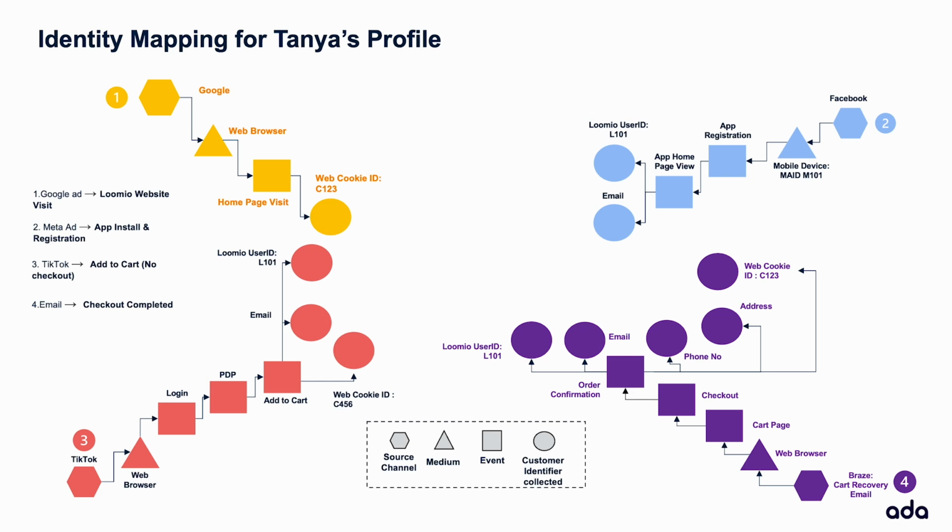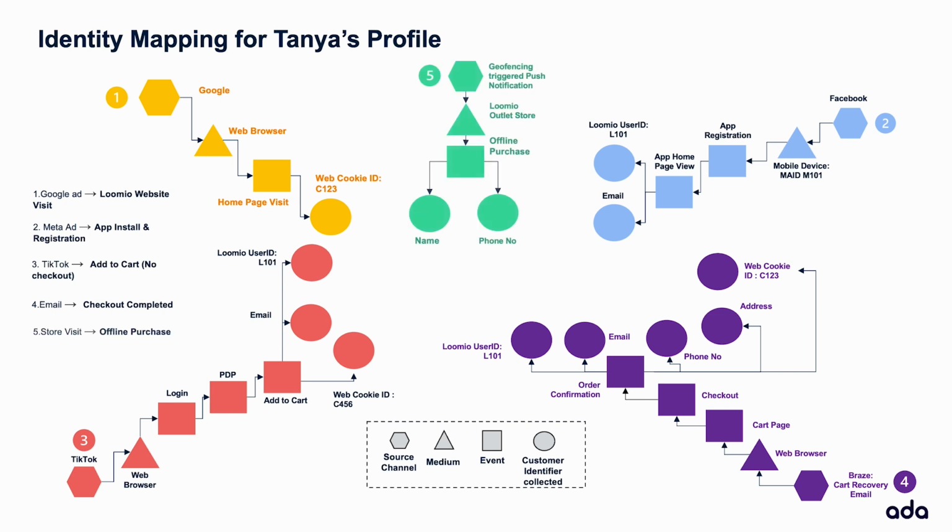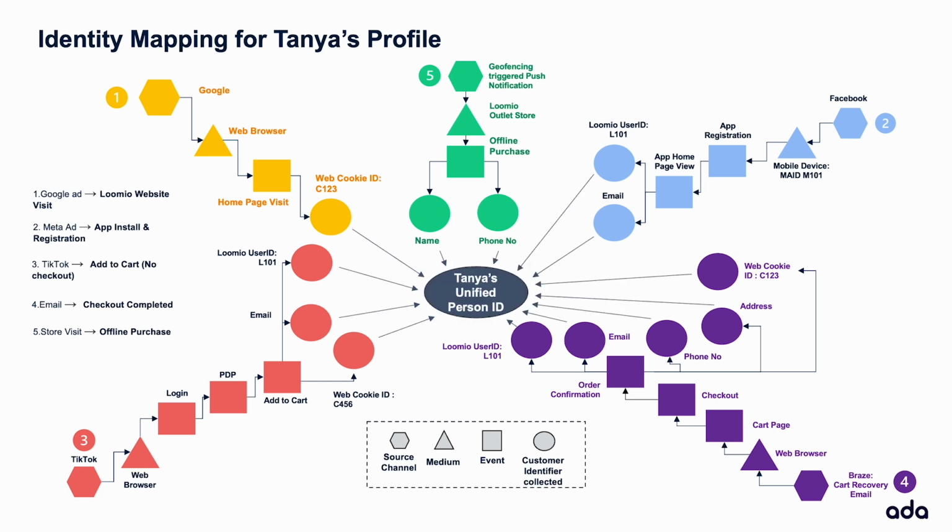Finally, in the fifth journey, Tanya makes an offline purchase where only her phone number and name are captured. Notably, her name is recorded only in this specific journey. What ID resolution does is create one consolidated profile for Tanya. We generate a single identifier called a unified ID, or a persistent ID, and all other IDs are matched and mapped to this unified ID.